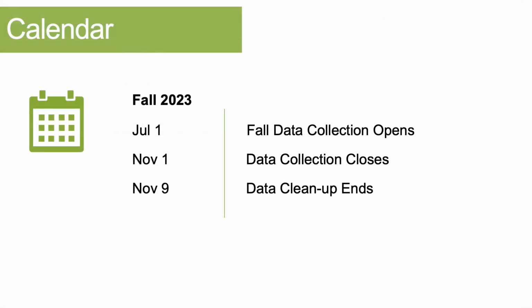Fall collection opened on July 1. It will close on November 1, and you have until November 9 to get all of the data cleaned up. That's why we wanted to make sure we did this webinar early enough so that you had time to reach out and get those scores in for students and kind of get those transfers and things cleaned up. You've got time still, but we want to make sure that you are keenly aware of that date, 11:59 p.m. on November 1 for that.